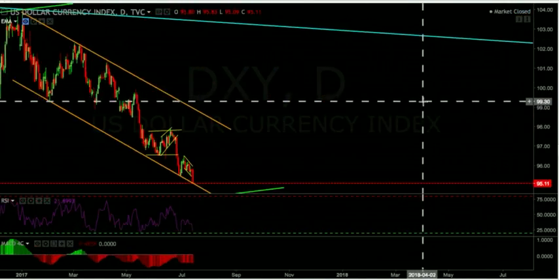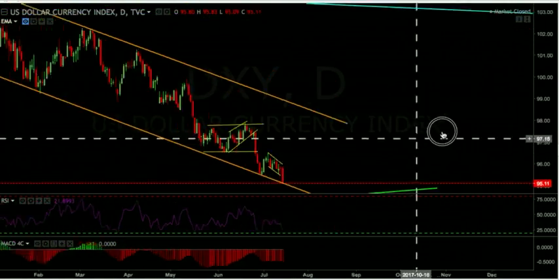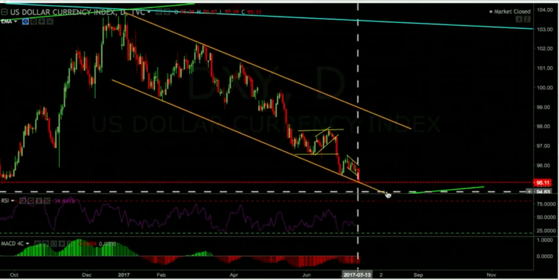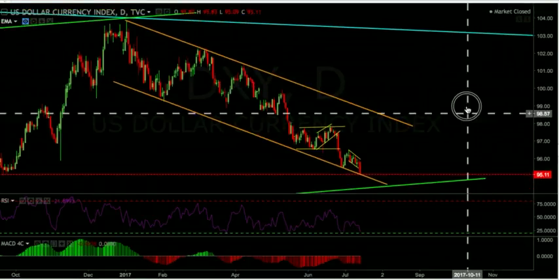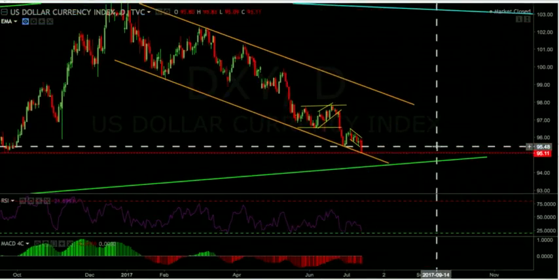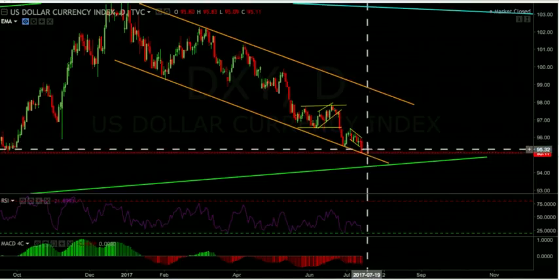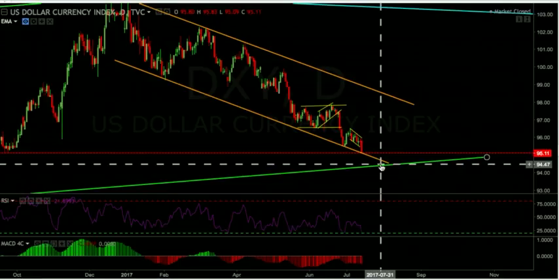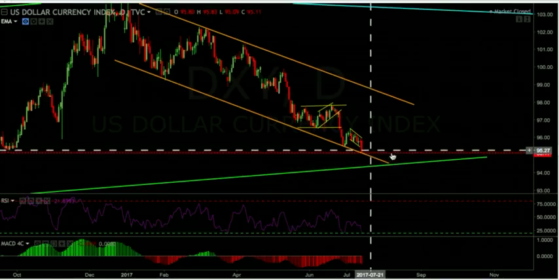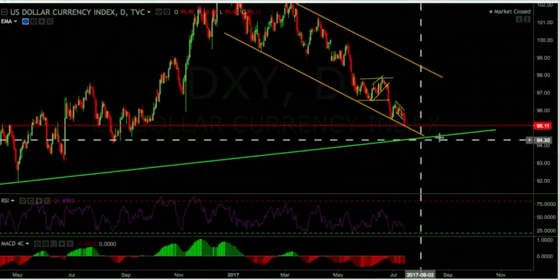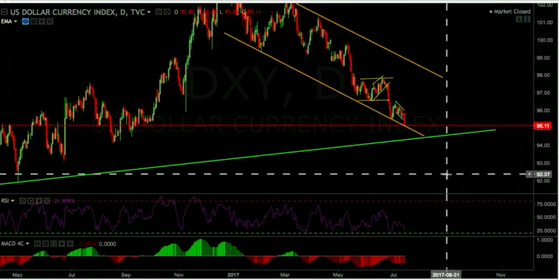Okay, so back to our daily. Currently, the dollar index is in a descending channel with a green trend line here that it's approaching, which allows me to believe that it could come into this lower area here, your 94.47, and possibly reverse at that point. But if it gets that low, we will check and see if it will continue down.